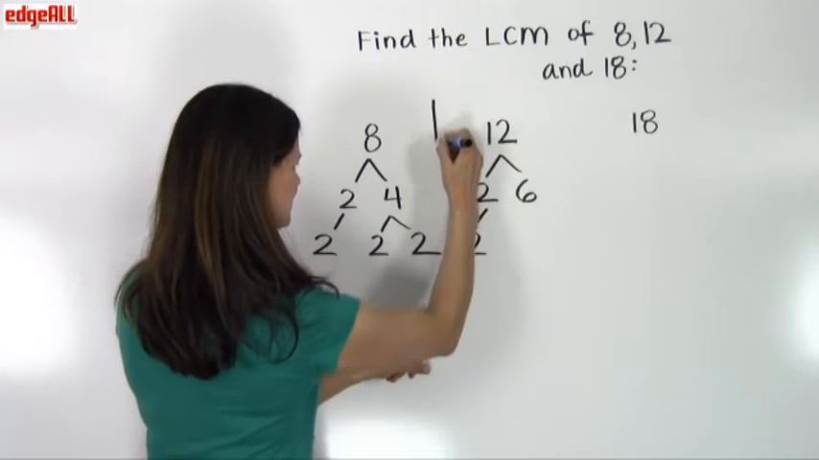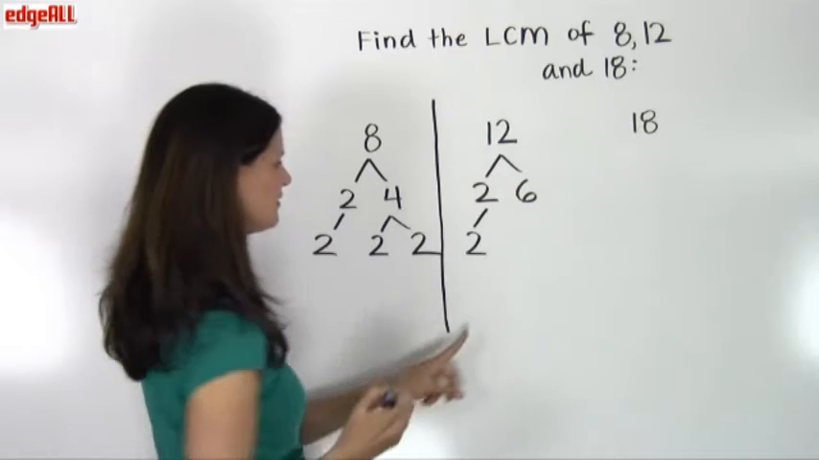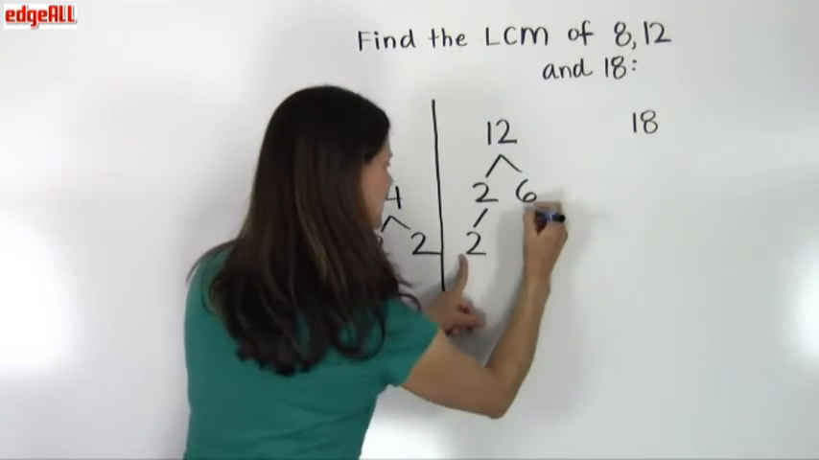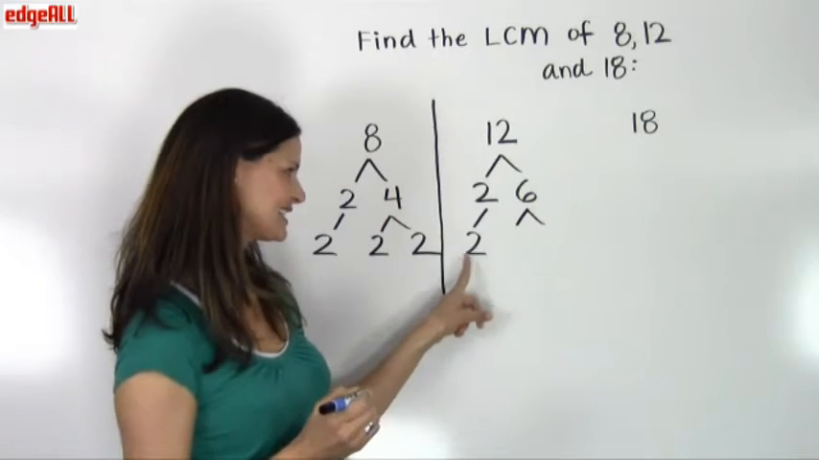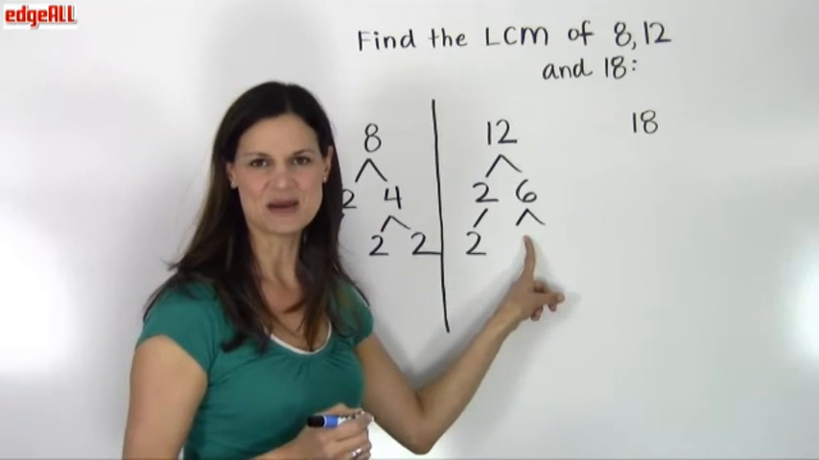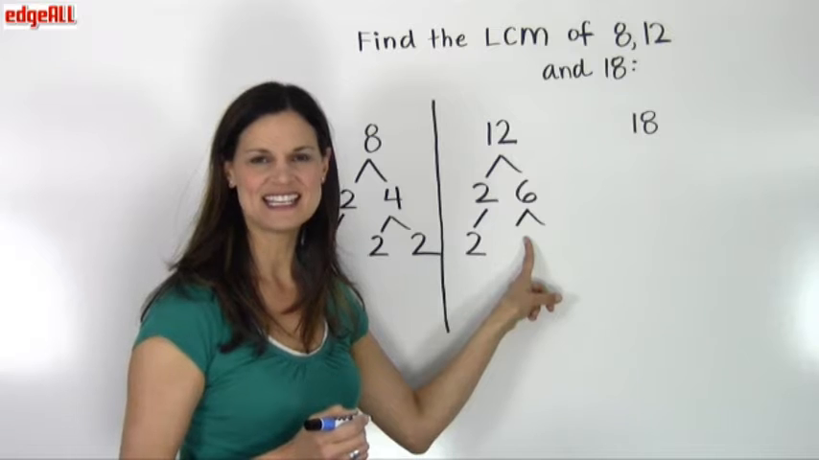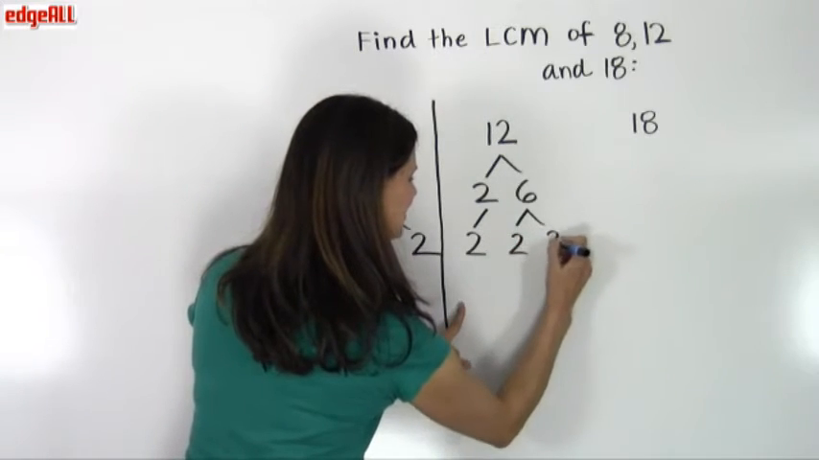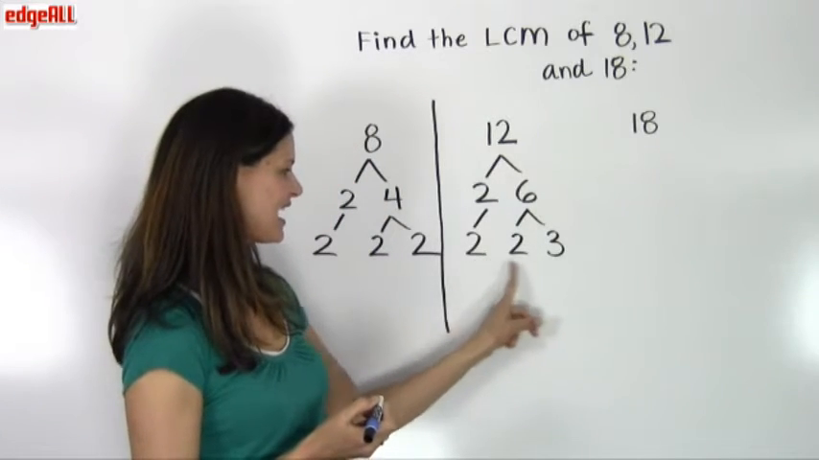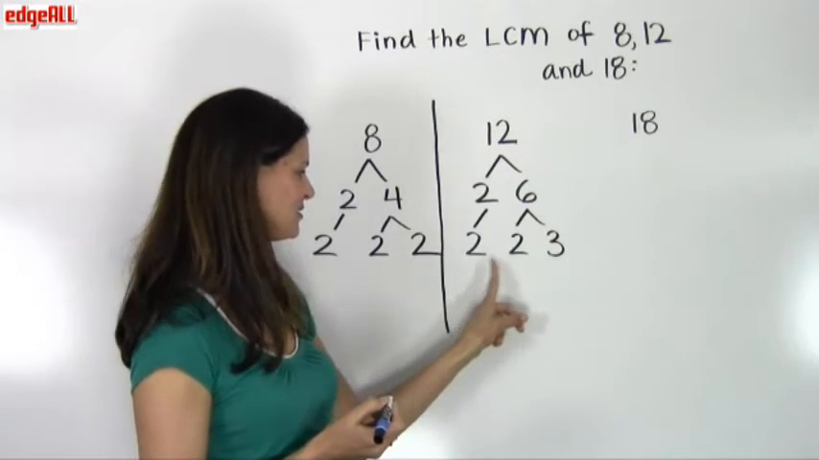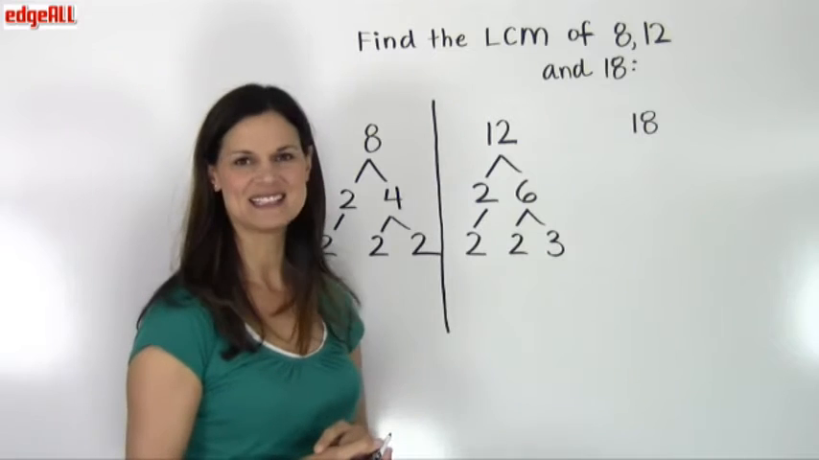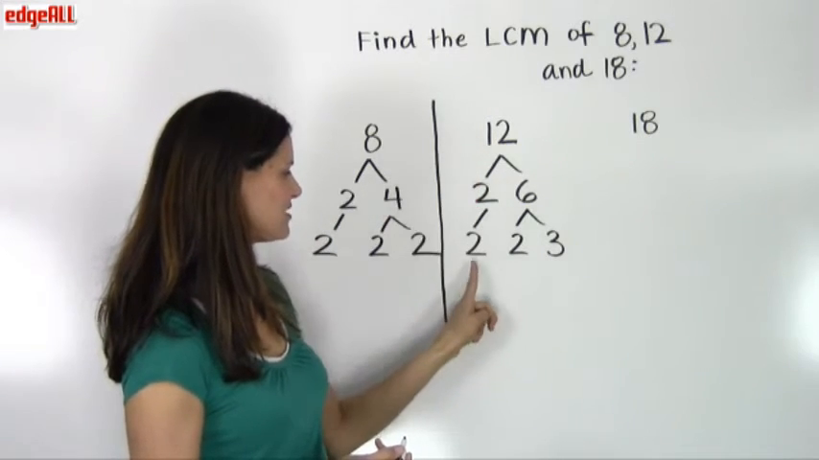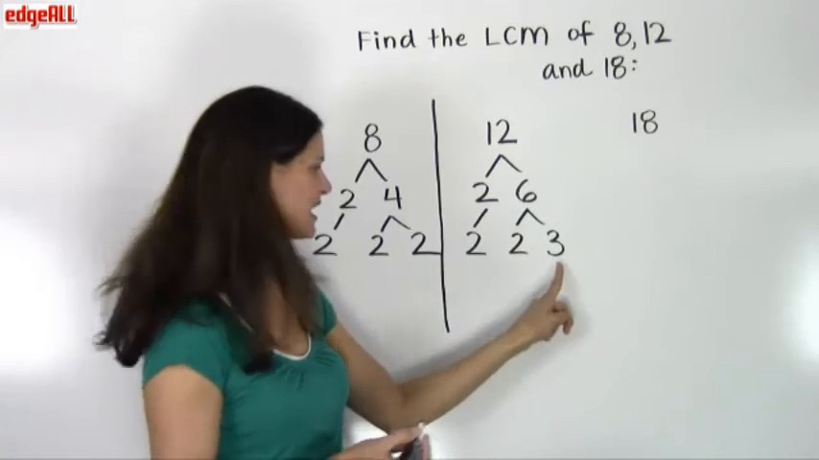Should make a line here so we don't get these too confused. So I'll keep my 2 here, which is a prime number, and I'll work on breaking down the 6 for this next level. 6 is an even number, divisible by 2. 6 divided by 2 equals 3, or 2 times 3 equals 6. So now I have 3 prime numbers, 2, 2, and 3, and so I know I'm finished. The prime factorization of 12 equals 2 times 2 times 3.